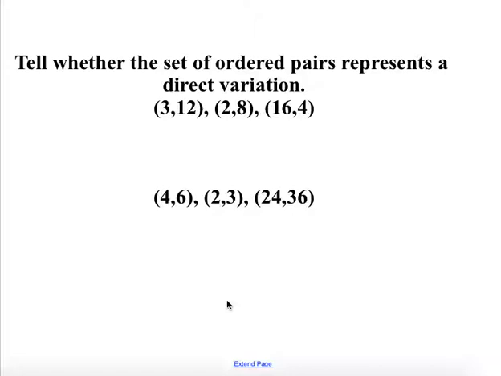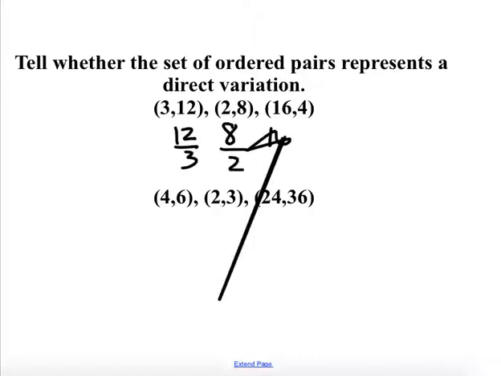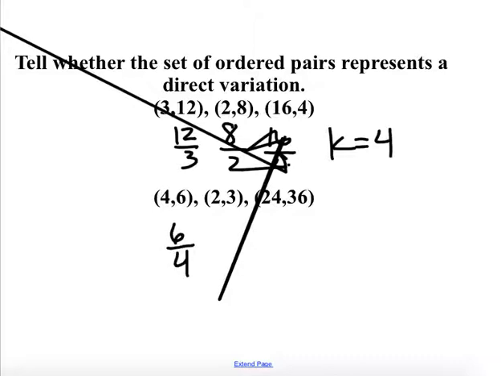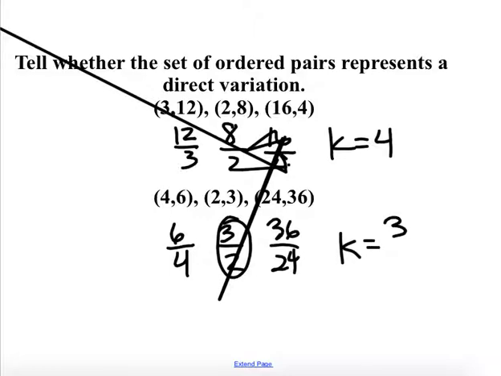Let me just do a couple more examples here. All right, let's see if this ratio is the same. 12 divided by 3, 8 divided by 2, and 16 divided by 4. It looks like, yes, k is 4. And then we have 6 divided by 4, 3 divided by 2, and 36 divided by 24. Those are all equal to 3/2. So this is direct variation, with k being 3/2.